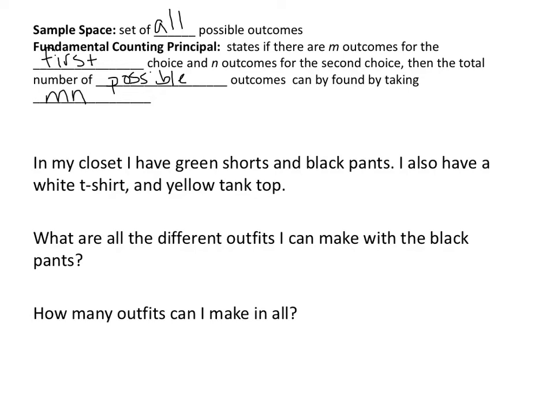In my closet I have green shorts and black pants. I also have a white t-shirt and a yellow tank top. I want to know what are all the different outfits I can make with the black pants. So if I have to use black pants, I really only have one option for my pants, but I have two options for my shirt because I have the white t-shirt and the yellow tank top. So my total number of outfits is 1 times 2, or 2 different outfits.